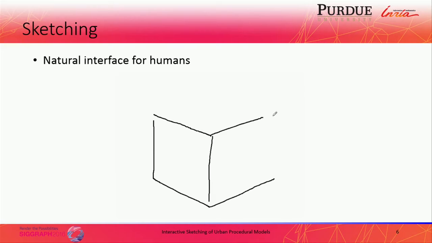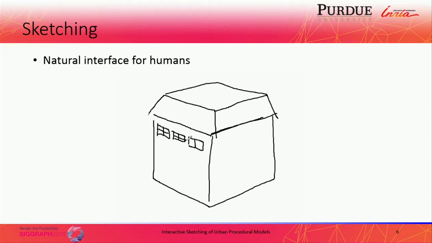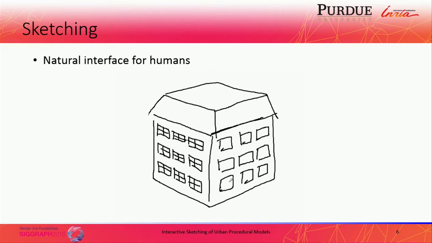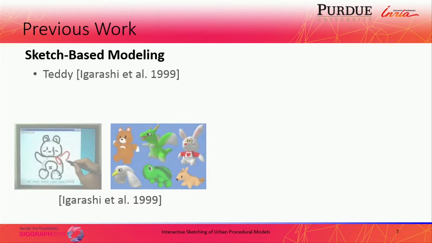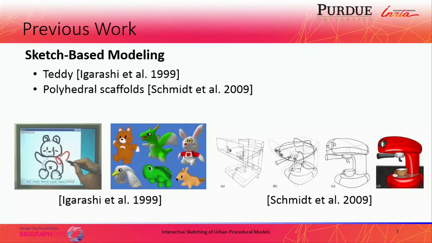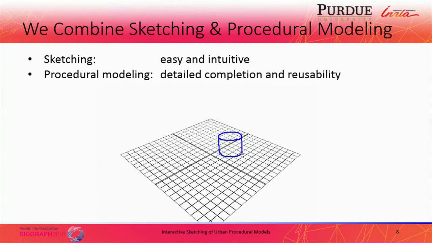Another approach for content creation is sketching. Sketching is a natural interface for humans. Everyone can draw objects without any special training. This idea motivates many sketch-based modeling methods, including TEDDY, polyhedral scaffolds, and cross-section lines. However, the output 3D model is too faithful to the user's sketch, so the user has to draw the object very precisely and in detail. To tackle this problem, our approach is to combine sketch-based modeling and procedural modeling.